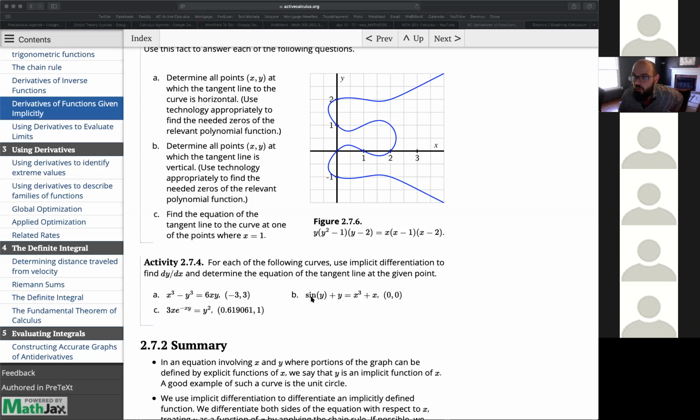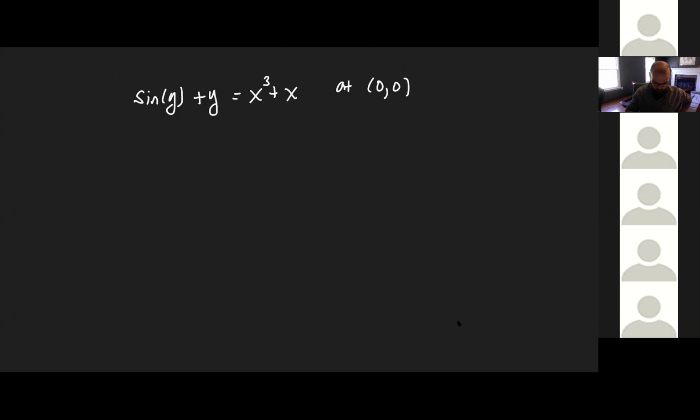Right, so if you want to, you could also bring this up in Desmos. Okay, so we're jumping back over. Okay, so sine of y plus y equals x cubed plus x. We'll just move through this one.